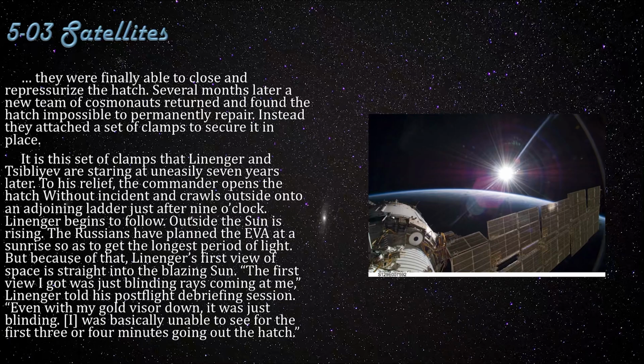Outside, the sun is rising. The Russians have planned the EVA at sunrise so as to get the longest period of light. But because of that, Leninger's first view of the space is straight into the blazing sun. "The first view I got was just blinding rays coming at me," Leninger told his post-flight debriefing session. "Even with my gold visor down, it was just blinding. I was basically unable to see for the first 3 or 4 minutes going out the hatch."